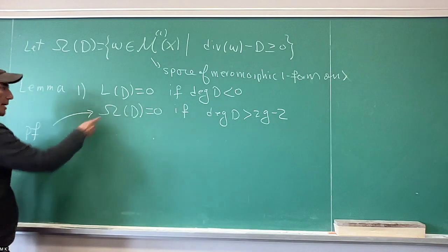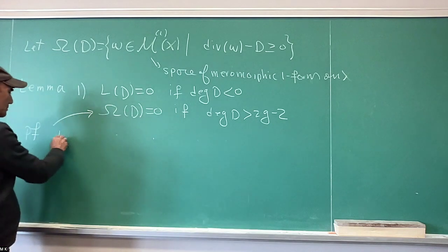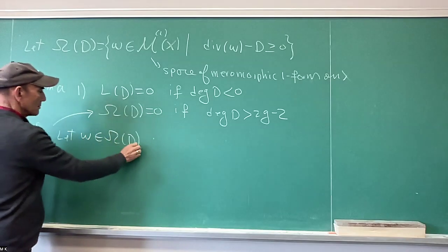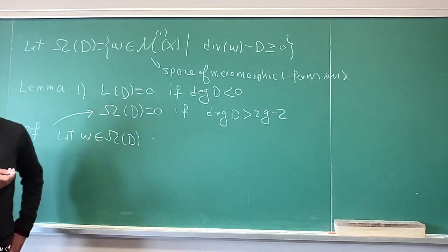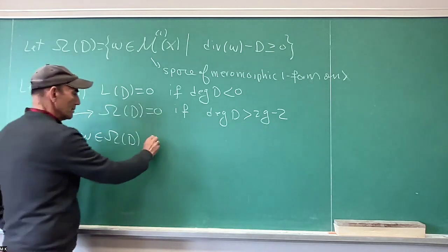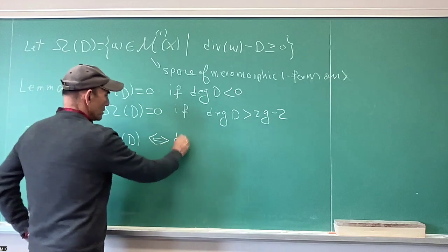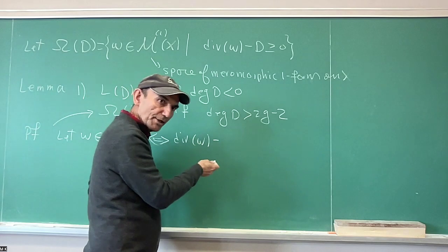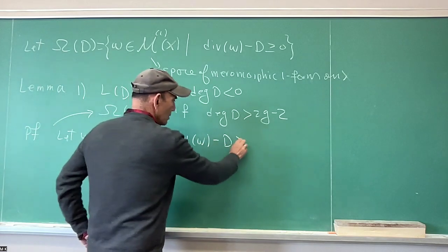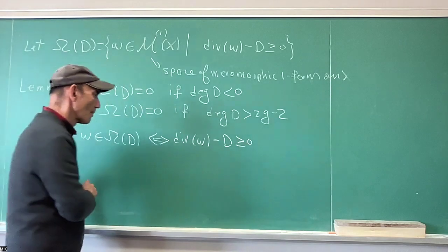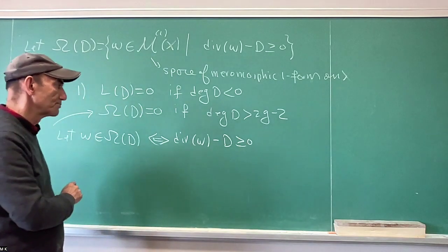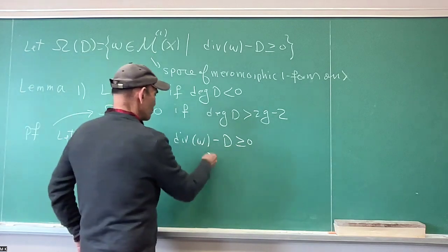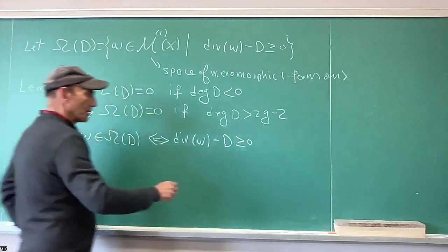Okay, so let omega belong to omega of D. But now what does this mean? It means that the divisor of omega minus D has to be non-negative, right? Has to be bigger than or equal to 0. Okay? So now I just apply degree to both sides. So then I get, from here, that.